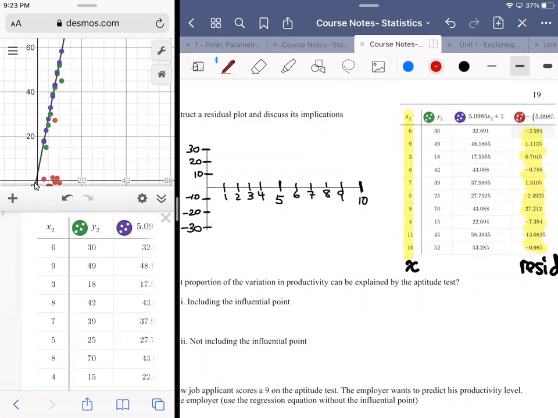So when I plot 6 against negative 2.5, I'm going to have to ballpark that. That's going to put it right around here. 9 against 1.1, that's going to put it around right here. 3 against 0.7, around here. So very close to the axis. 8 against negative 0.7-ish, right around here. Because I'm going by 10, so it's got to be really close to the axis.